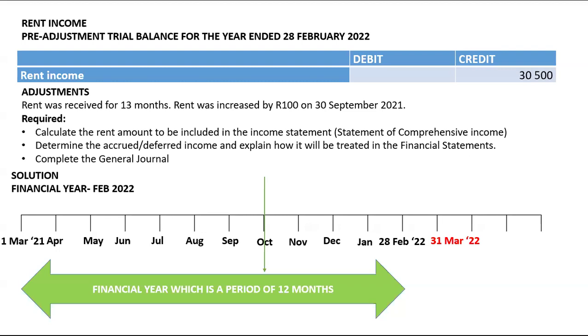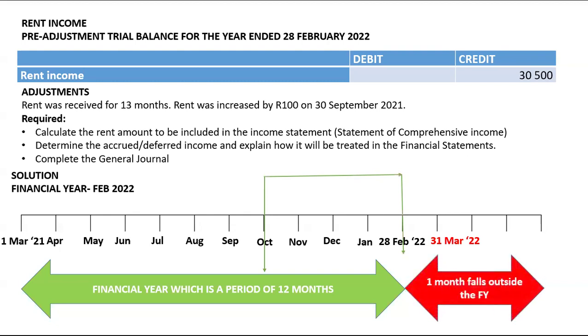So it was X all along for March, April, May, June, July, August, September, which is 7 months. So for 7 months, it was X. And thereafter, it was X plus 100 rand. So we know that 1 month falls outside the financial year, and we want that month. So it was X for 7 months, and it was X plus 100 for 6 months, which will give us that 30,500.